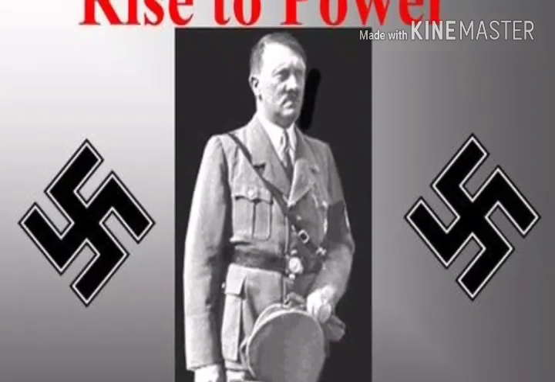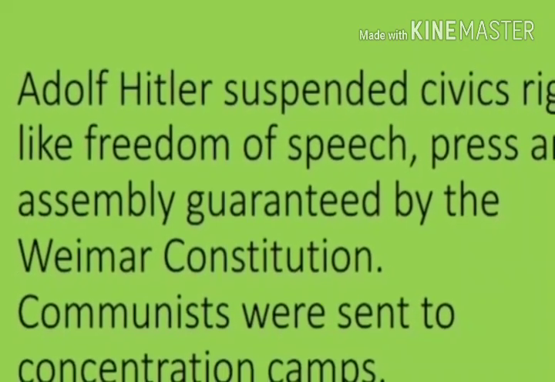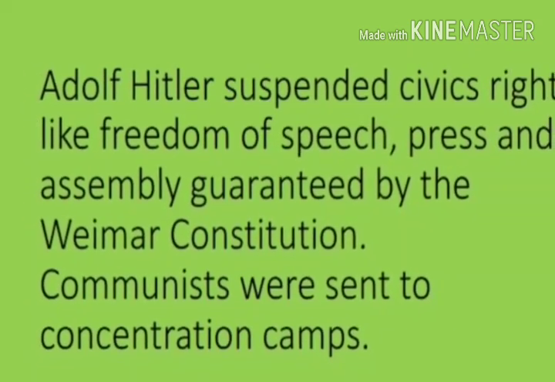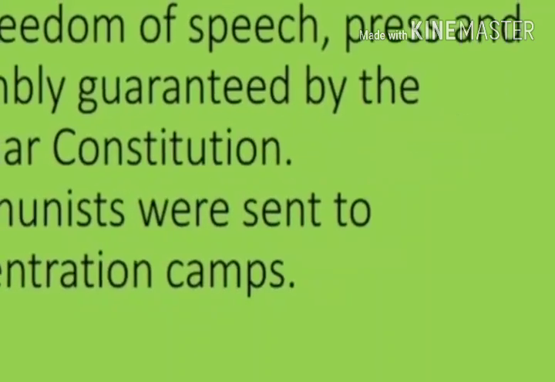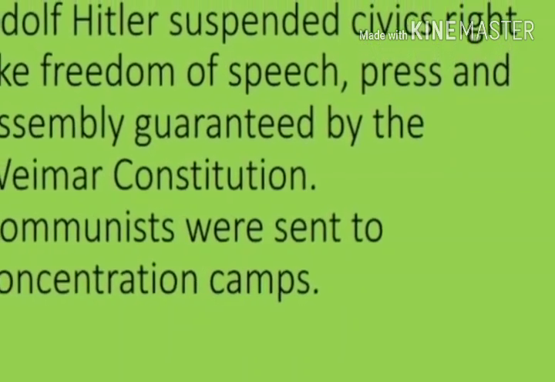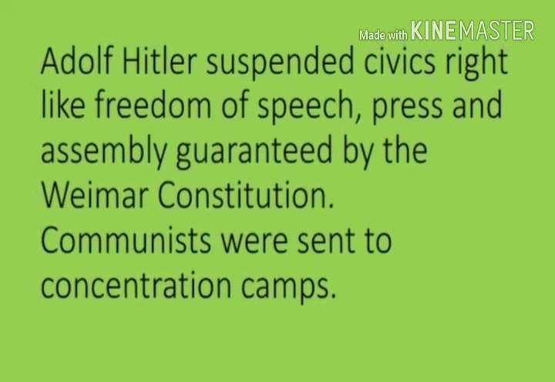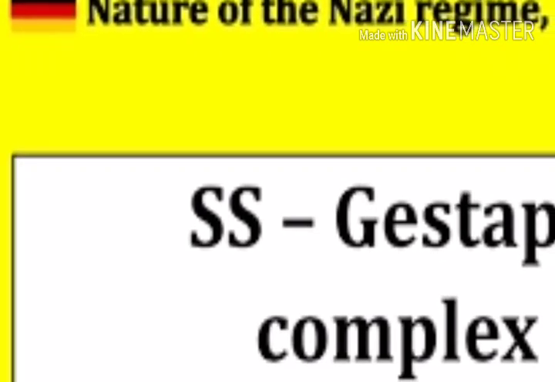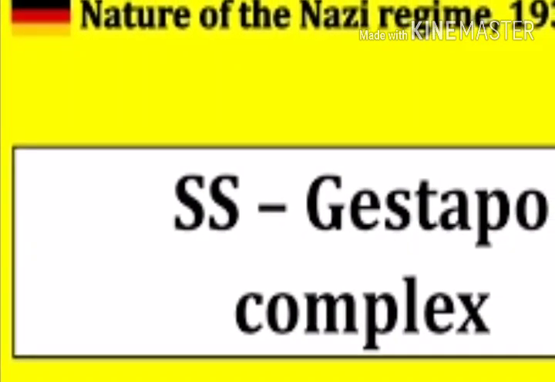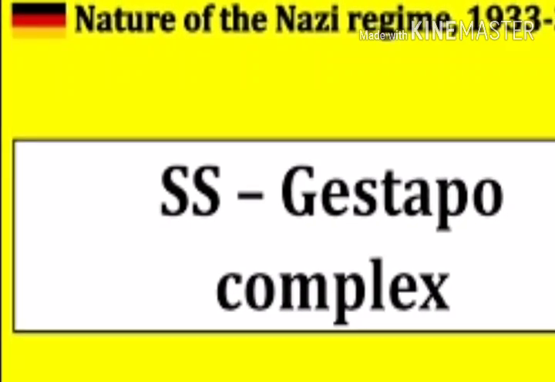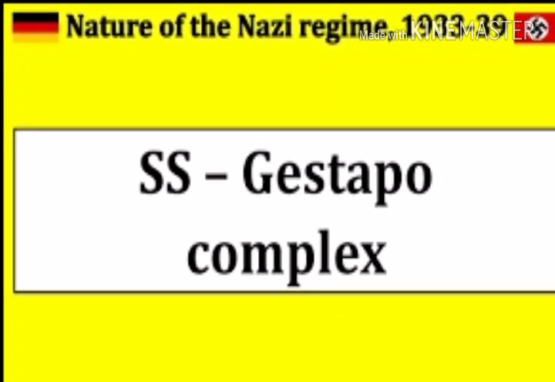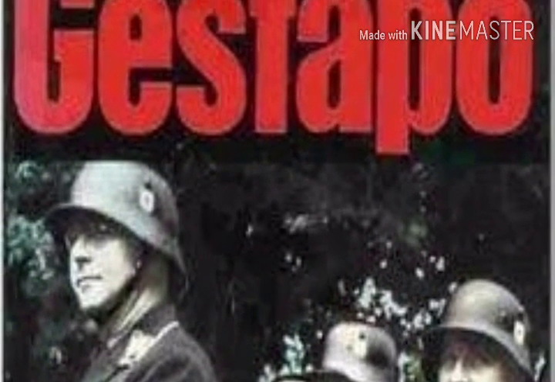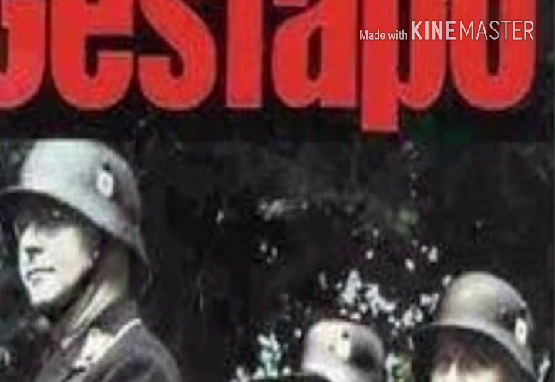He suspended civic rights like freedom of speech, press, and assembly that had been guaranteed by the Weimar Constitution. Then he turned on his arch-enemies, the communists, most of whom were hurriedly packed off to the newly established concentration camp. Students, special surveillance and security forces were created to control and order society in the ways that the Nazis wanted. These were the Gestapo, secret state police, and the SS, the protection squads, criminal police, and the security services.